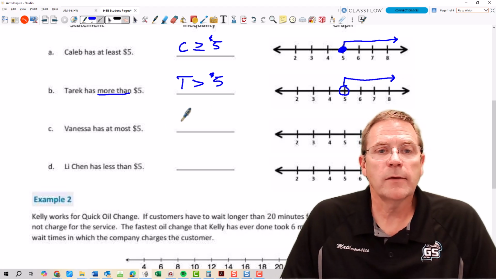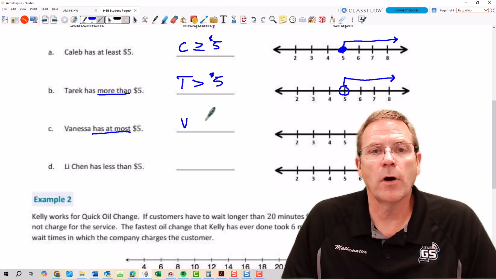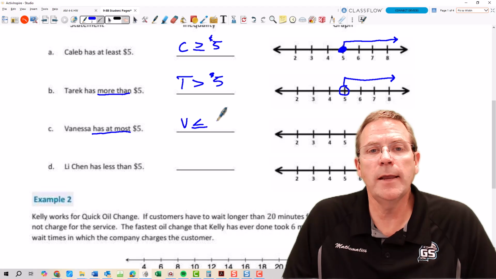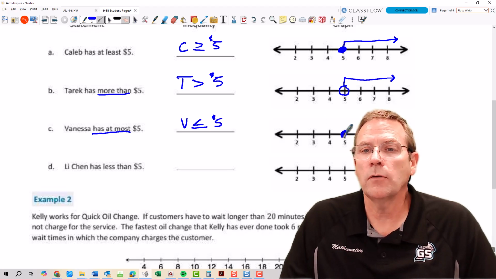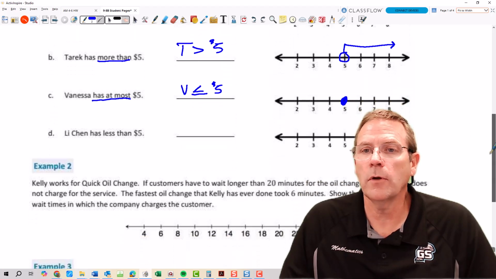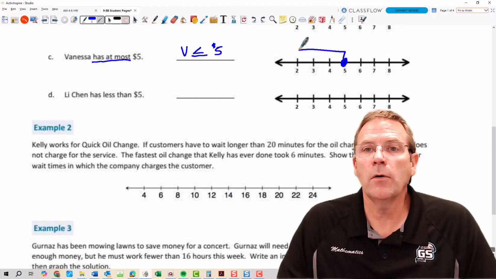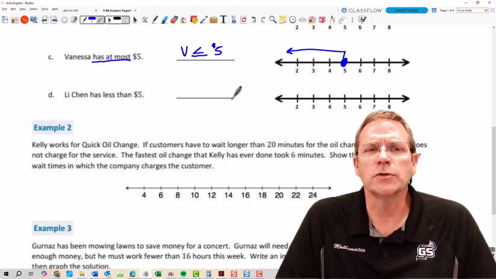Next we have Vanessa. We're going to use a V. She has at most $5. That means she could have less than $5. She could have equal to $5. Because it's an or equal to, we're going to use a solid circle. Let's go ahead and scroll up so you can see it. We're going to use a solid circle right there. And it could be less than that as well. So my arrow is going to go to the left-hand side. Any numbers less than 5 or equal to 5 are all going to be valid solutions.